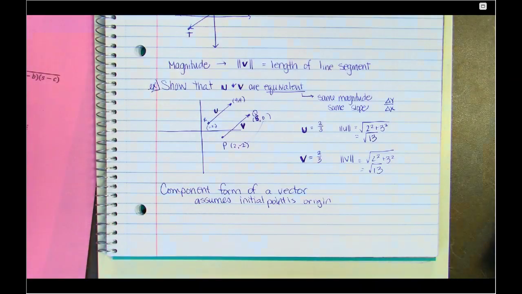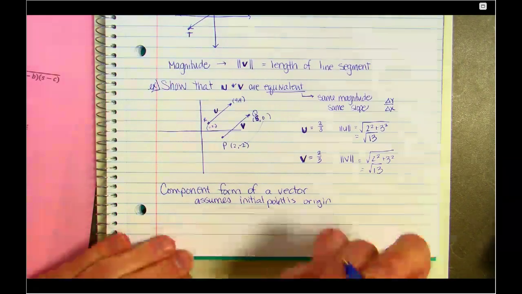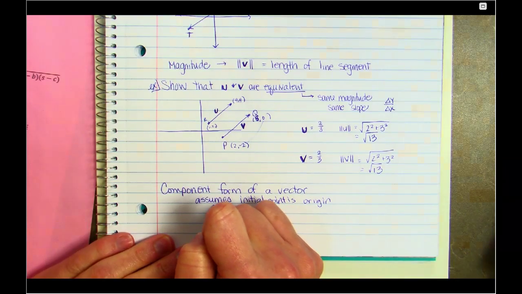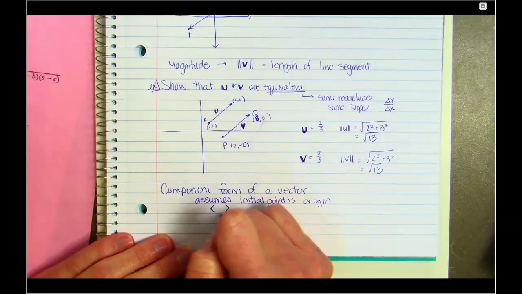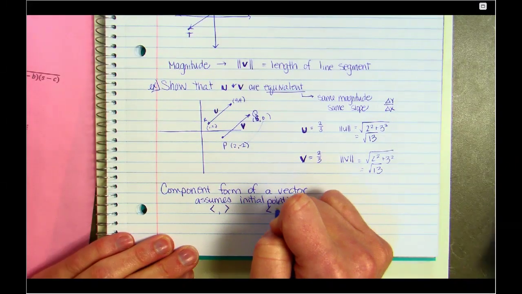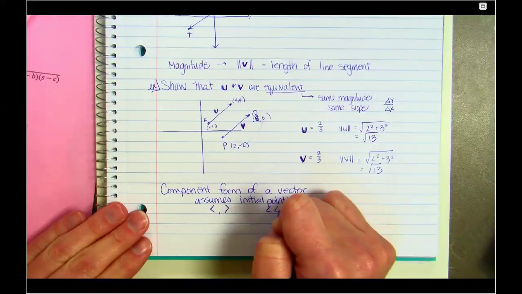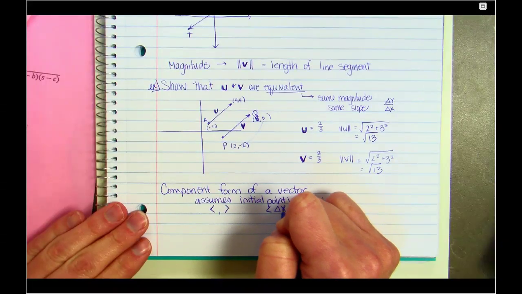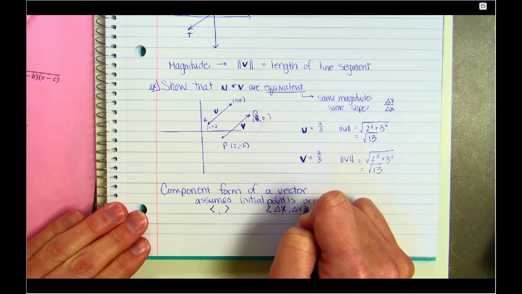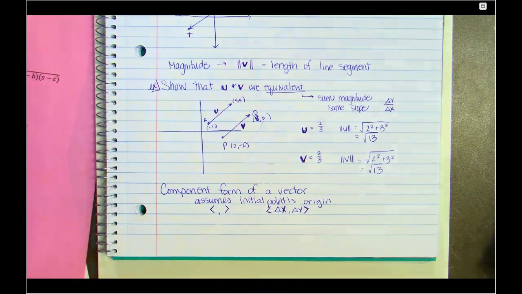So let's see. We write component form with these guys right here. These are called angle brackets. So component form of a vector will look like, we're going to write this on our paper also, our pink paper, delta x, comma, delta y. And what this does is it makes it easier for us to add and subtract and do the other things we're going to eventually do with vectors.